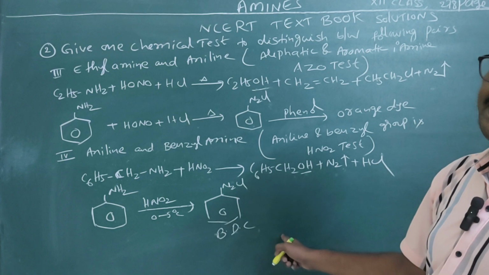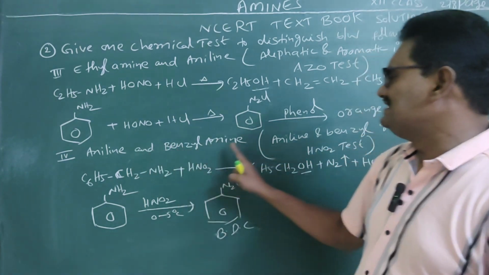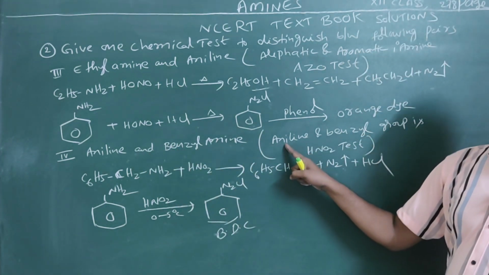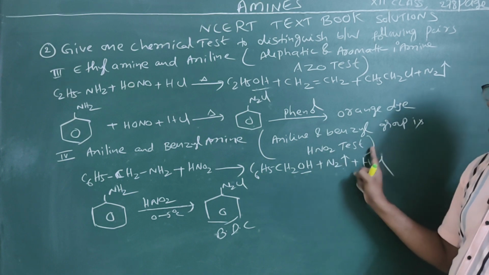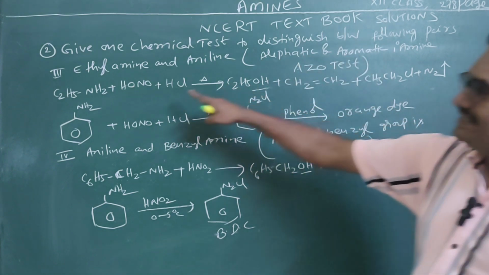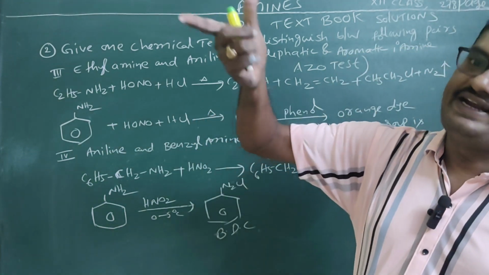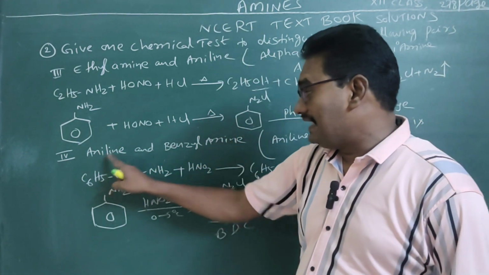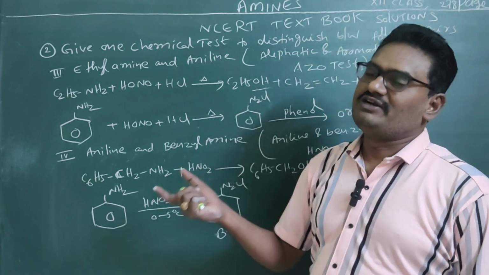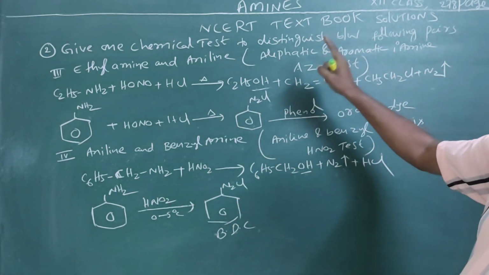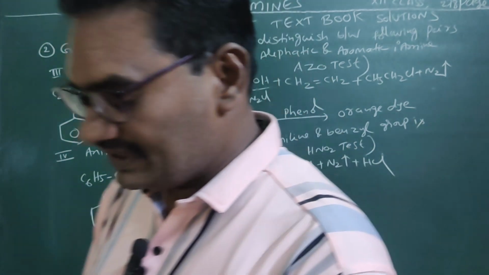This is called the diazotization reaction. So aniline and benzylamine are identified by the HNO2 test. Aliphatic and aromatic amines are identified by the azo dye test. And aniline and benzylamine are identified by the HNO2 test. So that is the third and fourth, I will complete the final.